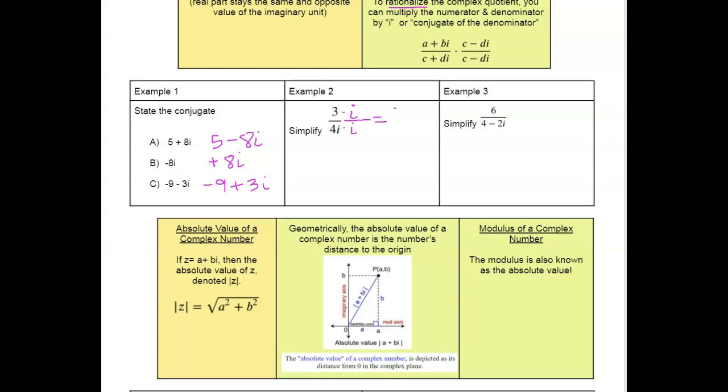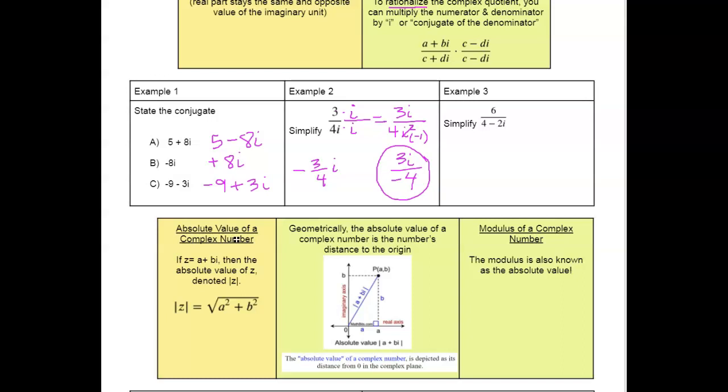3 times i stays. And then 4i times i is i squared. And so you always have to remember that i squared by substitution is -1. So we get 3i over -4. And that's a great answer. Sometimes you'll see the negative in front, you'll see the 3/4 together, and you'll see the i next to it. It really is just a preference, but know that those are both equivalent.